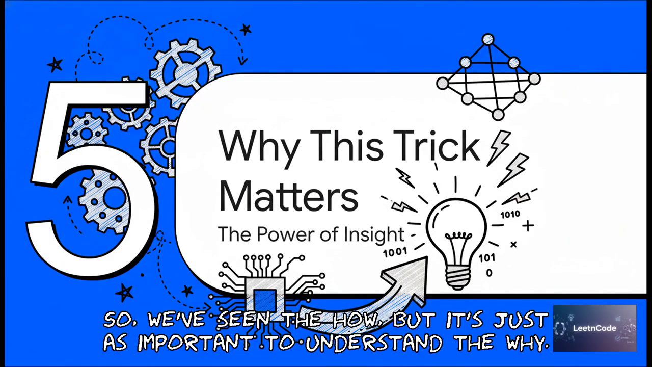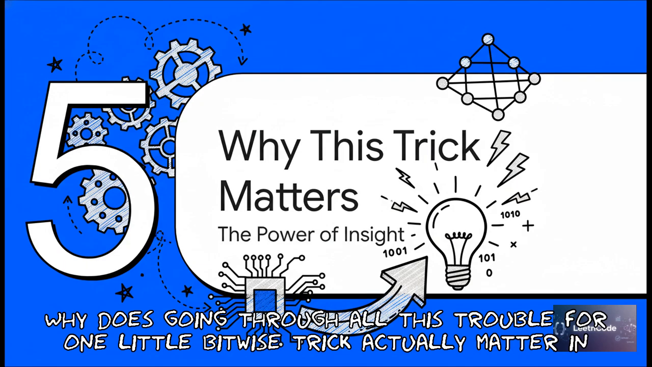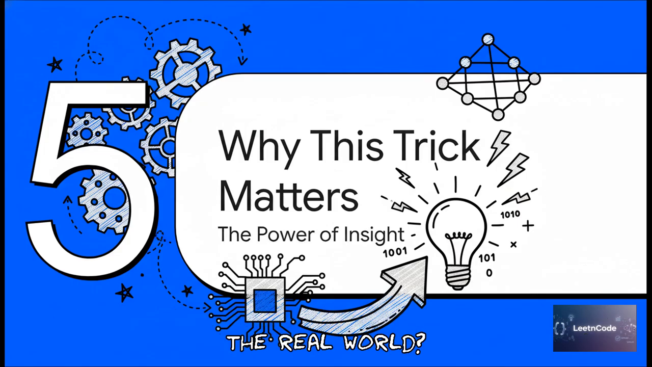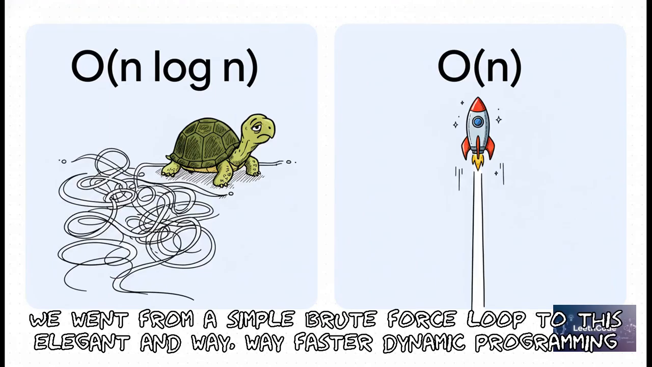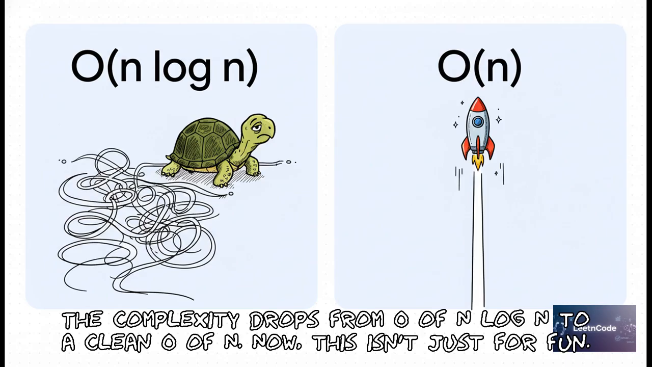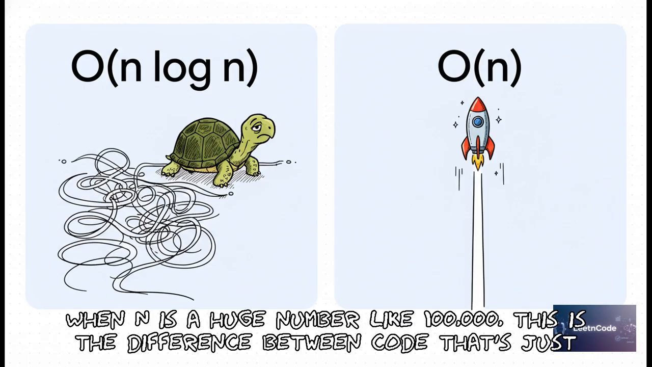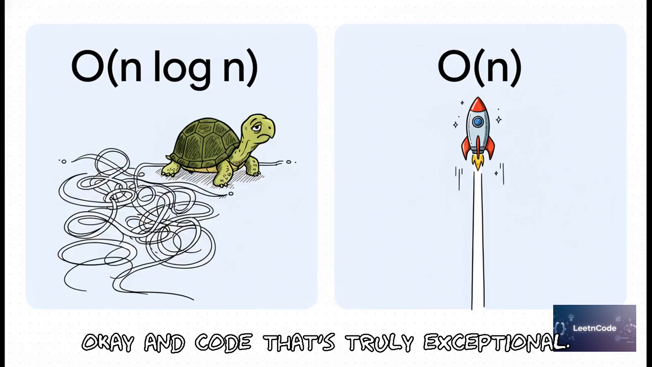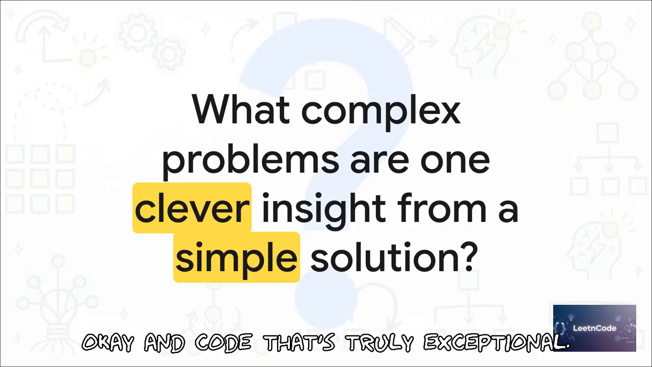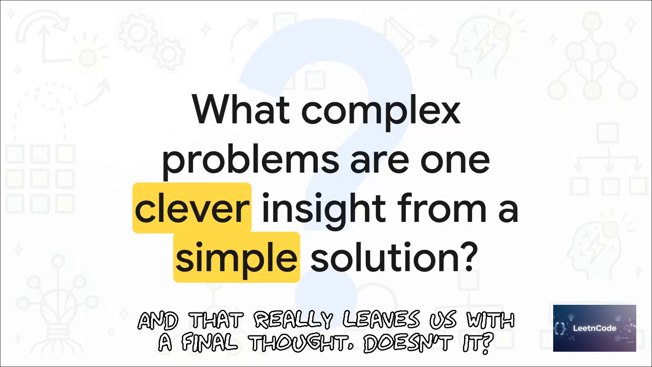So we've seen the how, but it's just as important to understand the why. Why does going through all this trouble for one little bitwise trick actually matter in the real world? I mean, just look at the difference. We went from a simple brute force loop to this elegant and way faster dynamic programming approach. The complexity drops from O(n log n) to a clean O(n). Now, this isn't just for fun. When n is a huge number like 100,000, this is the difference between code that's just okay and code that's truly exceptional.